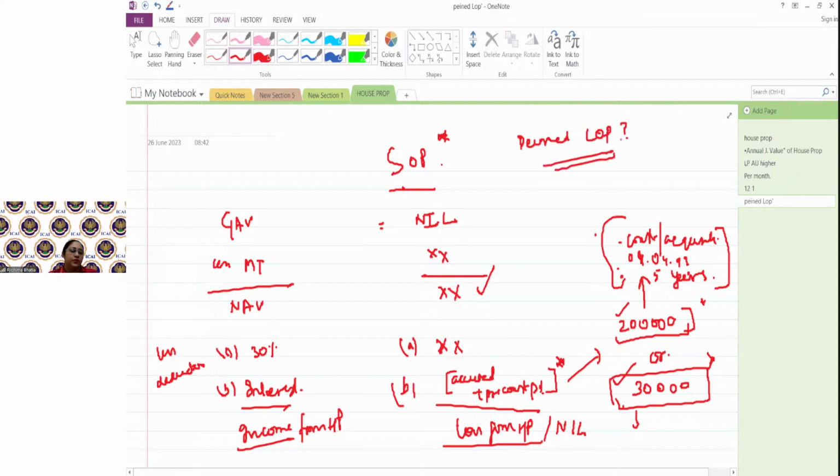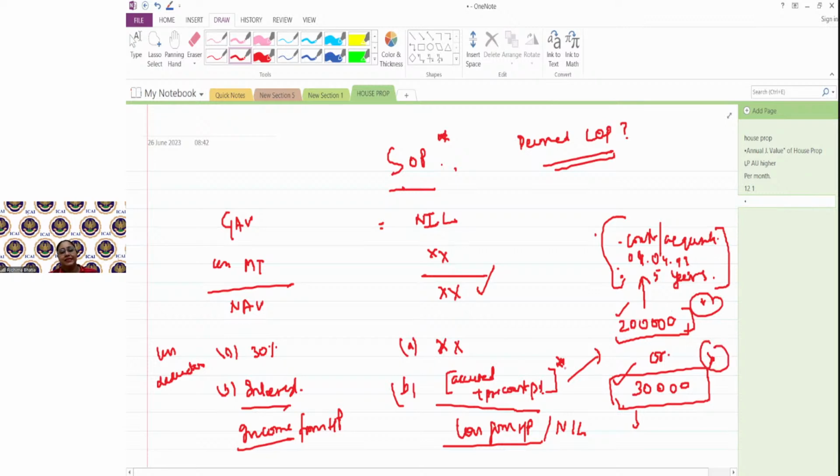How would this one of the house be calculated? We will see in the next 10 minutes. But coming back to this, the maximum self-occupied property loss you can claim, with gross annual value of nil, is 2 lakh. Now this 2 lakh and 30,000 concept is also clear.